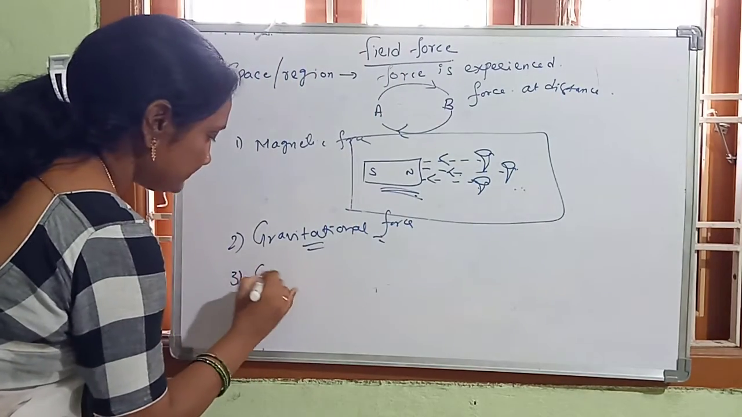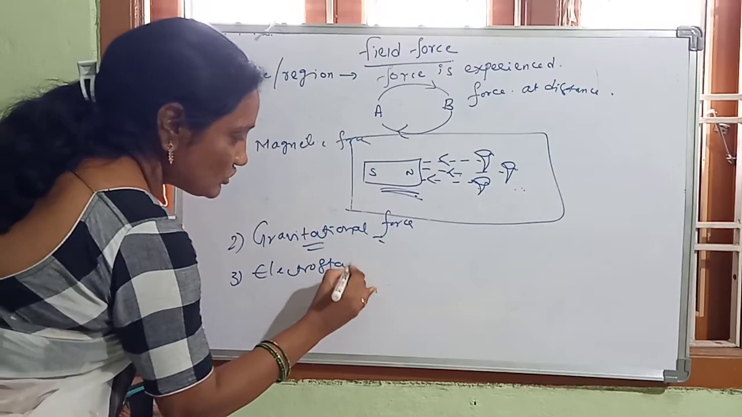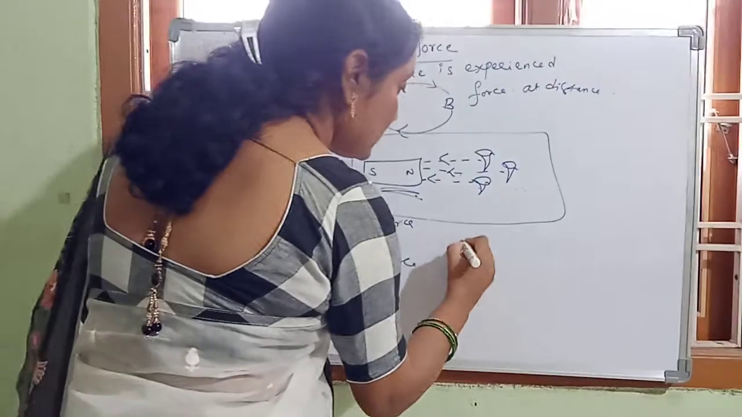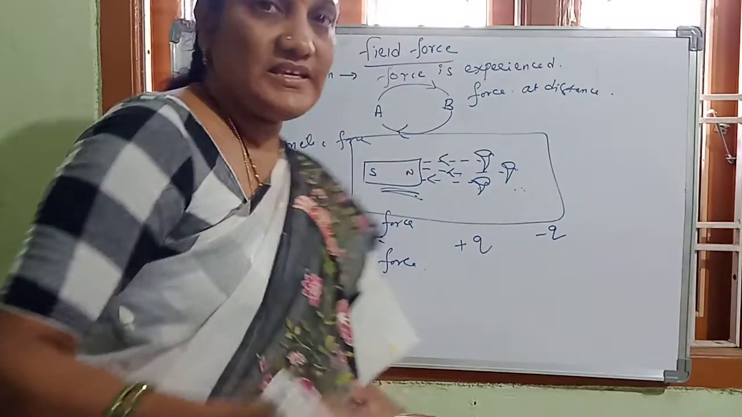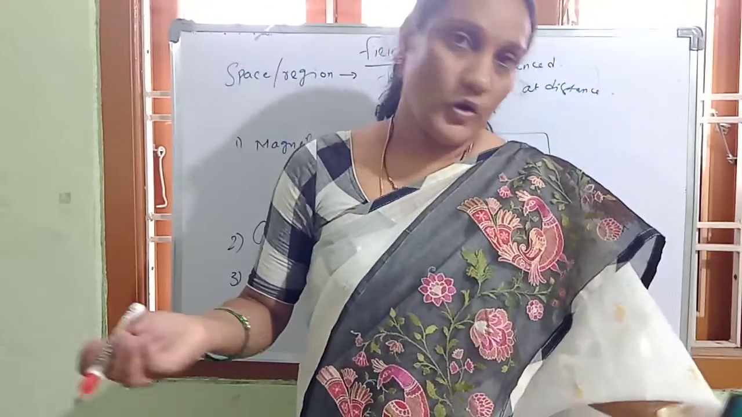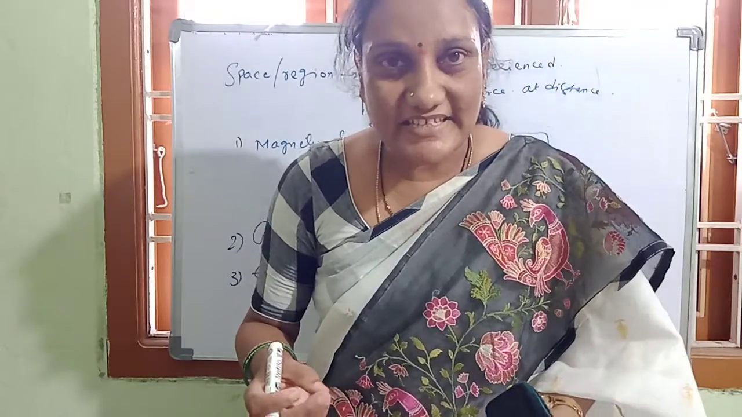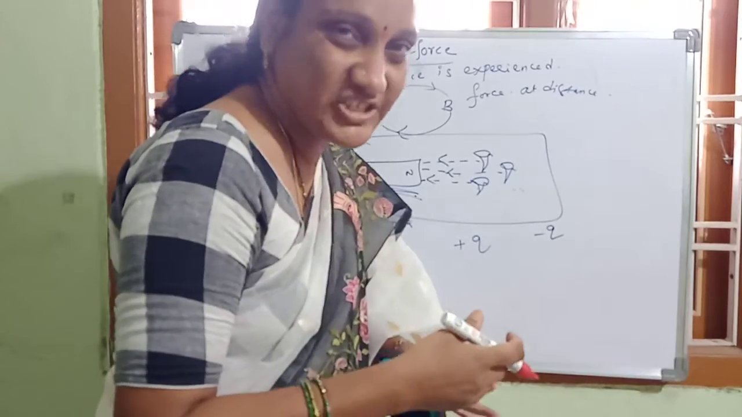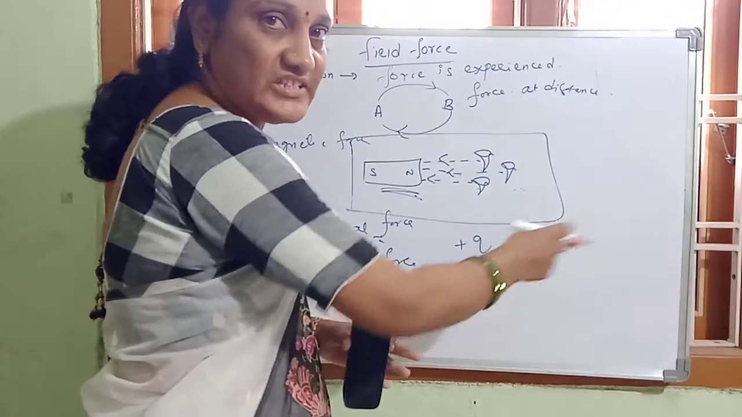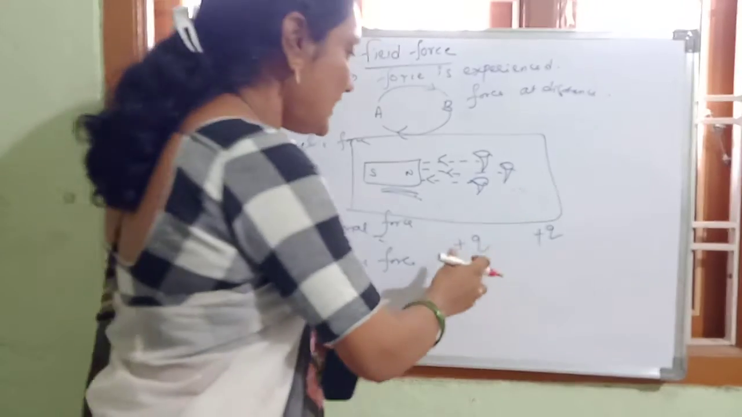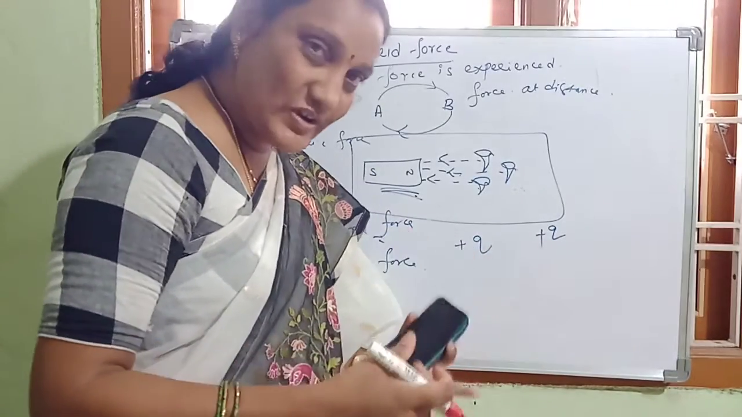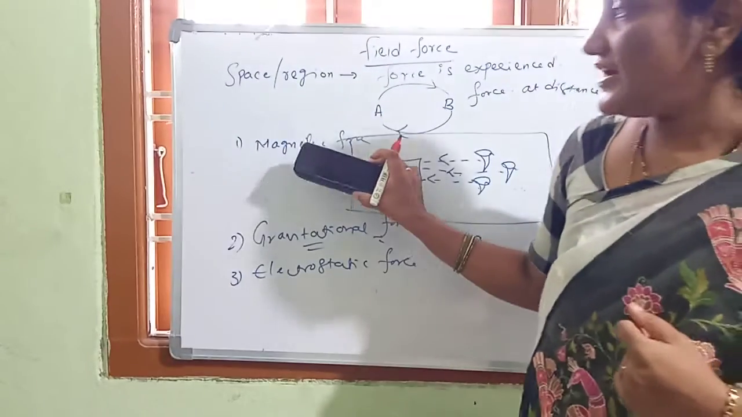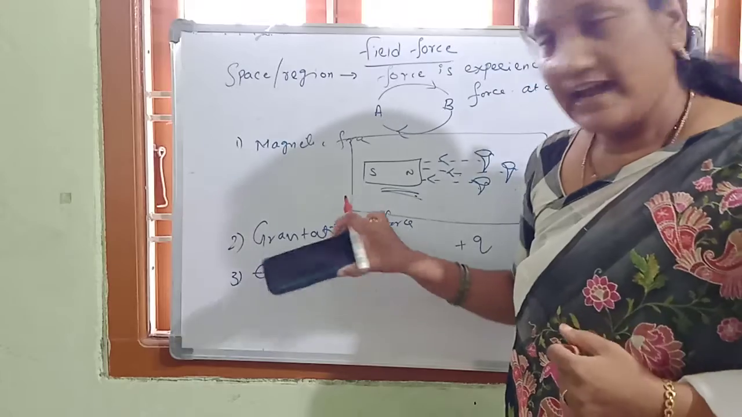The third one is electrostatic force. This force is created between two charges. These charges may be like charges or unlike charges. If unlike charges, then these two will attract. We call it electrostatic force of attraction. If both are like charges, same charges, they repel from each other, that we call electrostatic force of repulsion. So in such a way, field force is divided into magnetic force, gravitational force, electrostatic force.